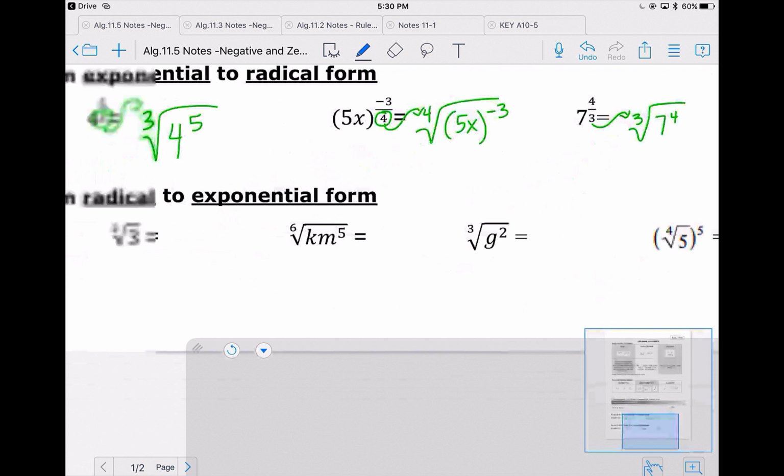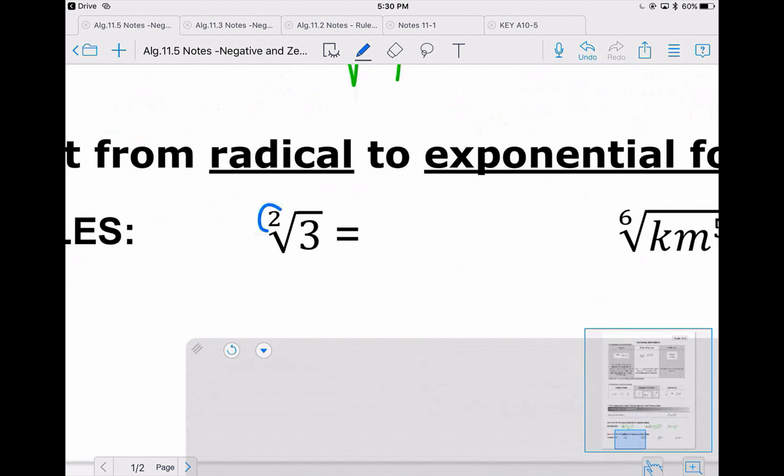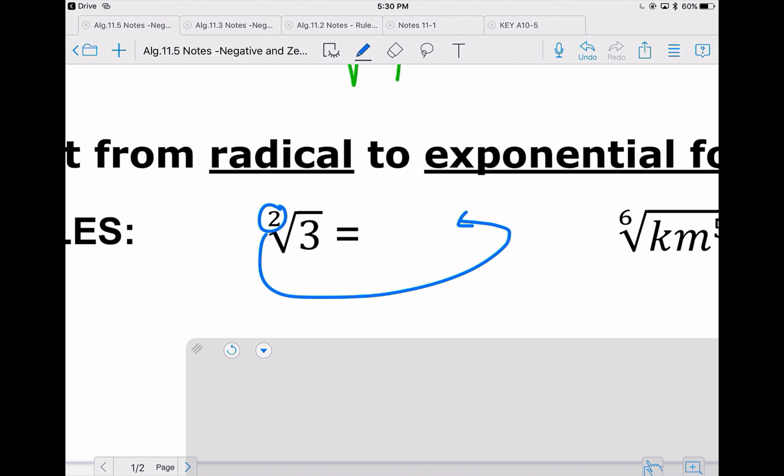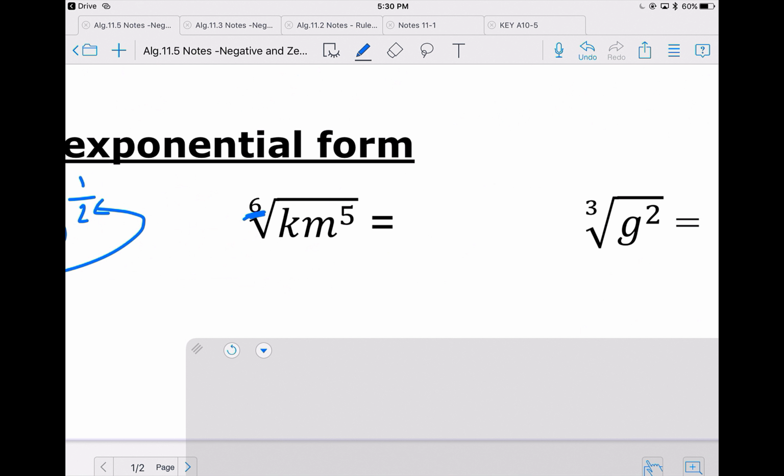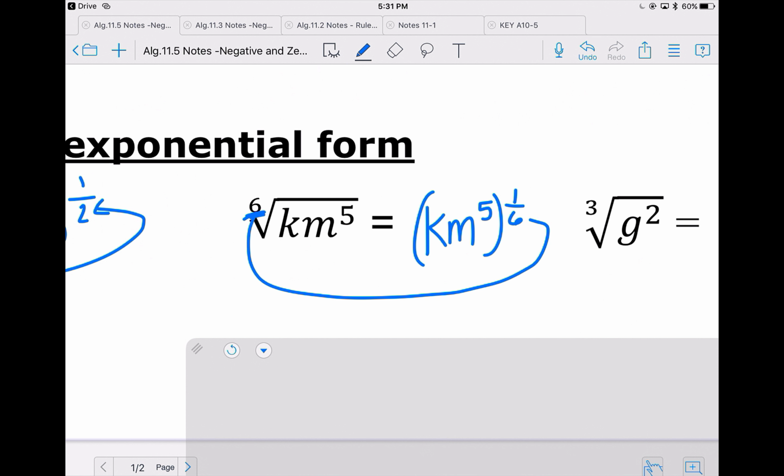Now to go the other way to exponential form, whatever's on the outside goes on the bottom of the fraction. Whatever's on the inside, so we have an invisible 1, goes on top, and the 3 stays where it is. So we get rid of the square root, 3 to the 1, pull up, and we put a bottom to my fraction of 2. So whatever's on the outside needs to be the bottom of my fraction. So 6 becomes the bottom of my fraction.